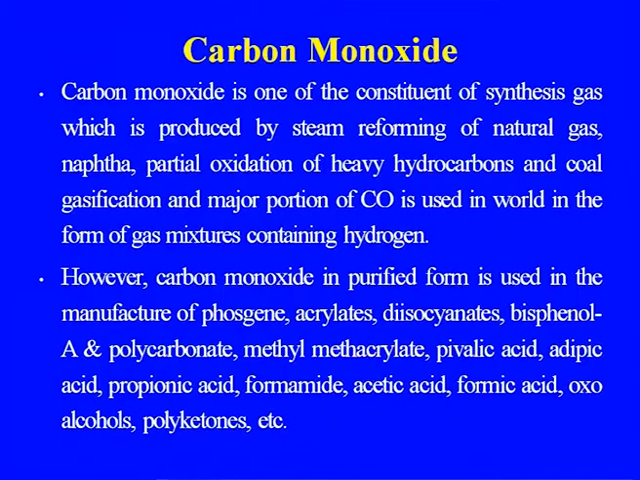However, the carbon monoxide in purified form is used in the manufacture of this. Already we discussed the various products, like phosgene, acrylate, diisocyanate, bisphenol, where we are using the phosgene, polycarbonate. Again, the bisphenol is raw material for polycarbonate, methyl methacrylate, then the adipic acid, propionic acid, formamide, dimethyl formamide, acetic acid, formic acid, oxo-alcohols, and a large number of petrochemicals which can be derived from the synthesis gas or the CO.